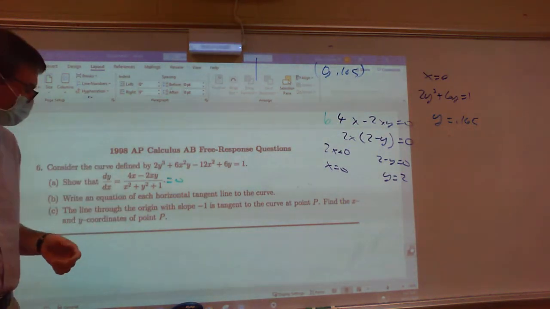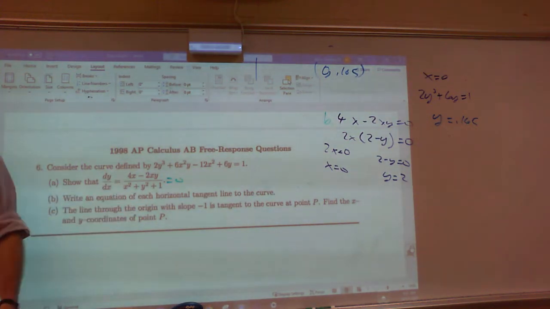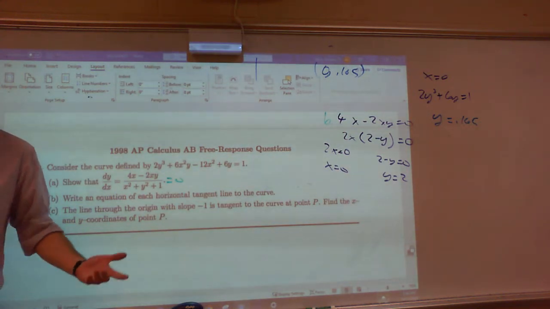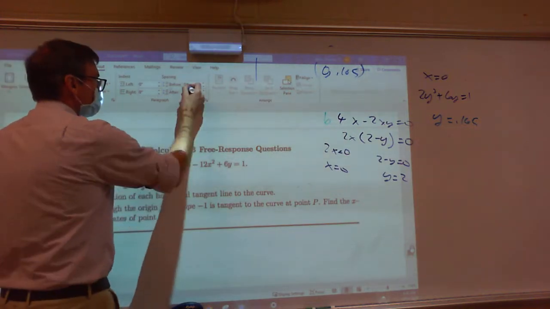Will you repeat the question? It talks about this thing. It says the line through the origin with slope -1. What is that? y equals -x, right? Everybody okay? I mean, imagine, here's your picture, right?